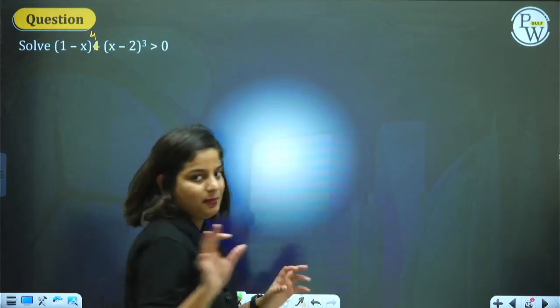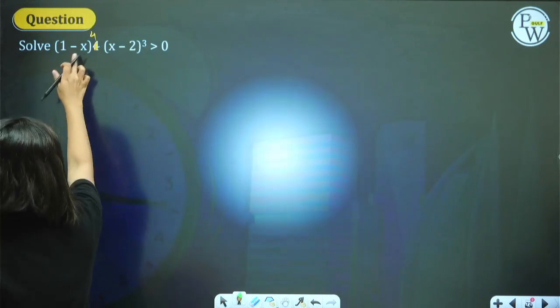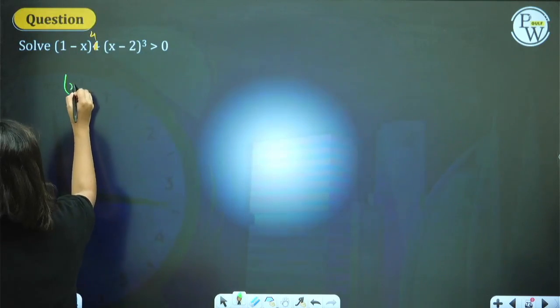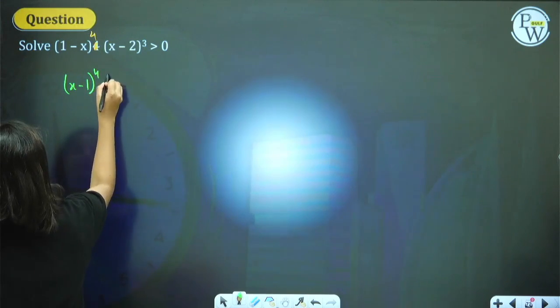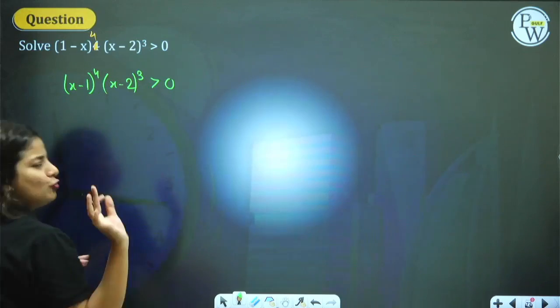Everyone, first thing remains the same: coefficient of x should be positive. If it's negative, make it positive. Your x is negative. 1 minus x can be written as (x minus 1) the whole raised to 4. Power is even, so no problem.